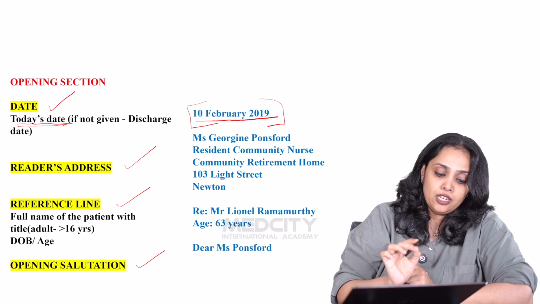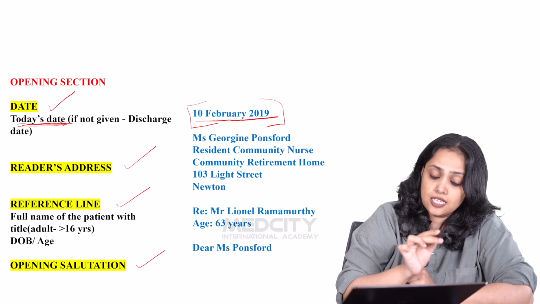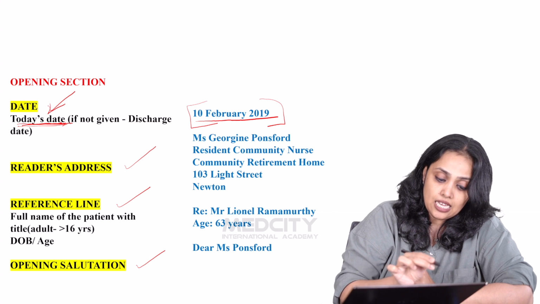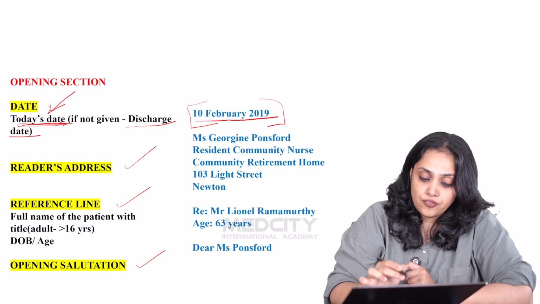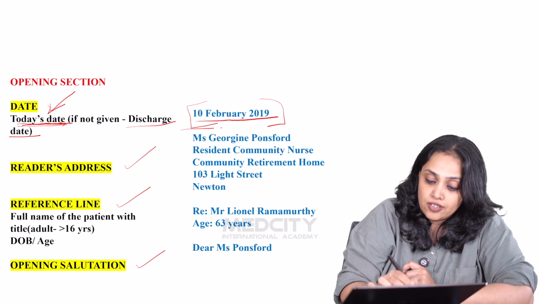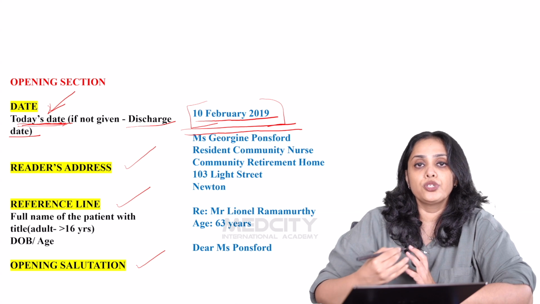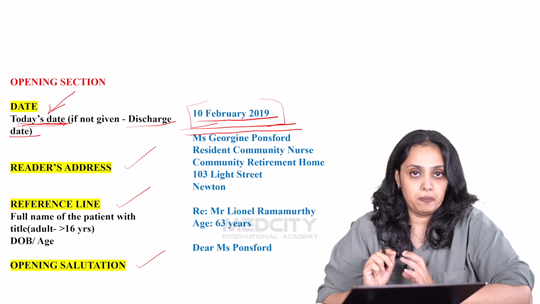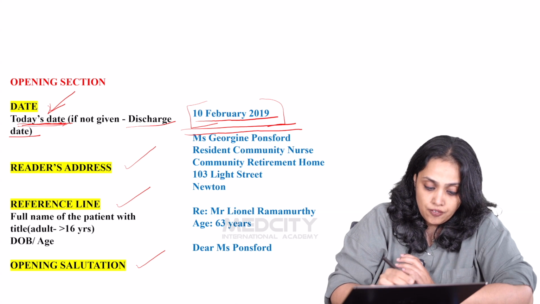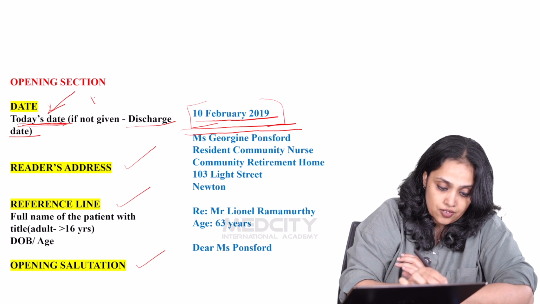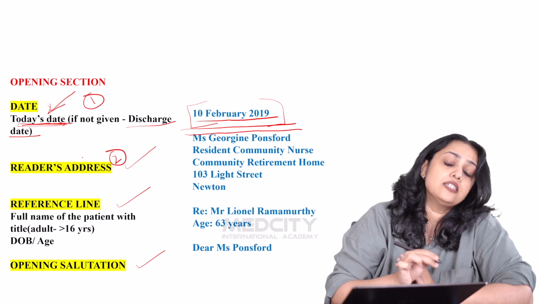That's it. Now, once you write the date, as I've mentioned here, either it can be today's date. If today's date is given, go for today's date. Else, write the discharge date. After writing the date, you need to leave a line. That's why the space has been provided. As you know, you do your letter writing on ruled paper. So once you write the date, you have to leave a line. And after writing the date, what you need to write is the reader's address.